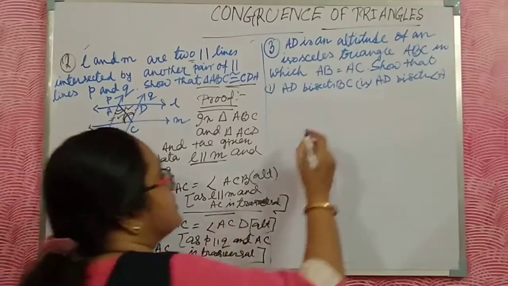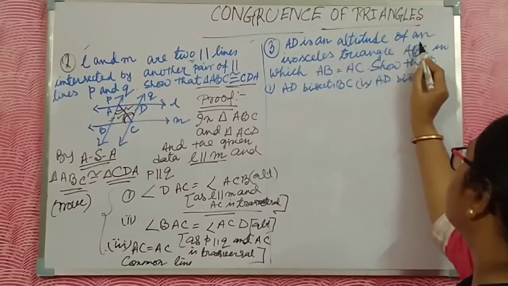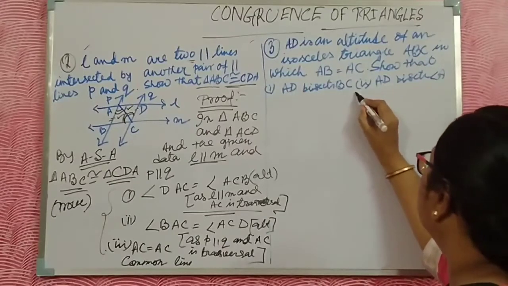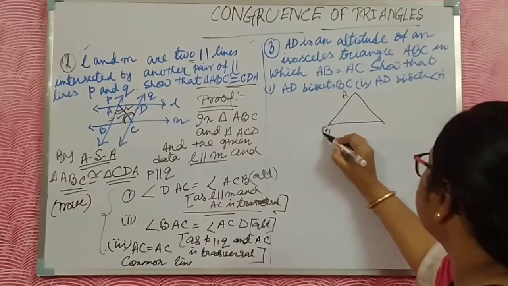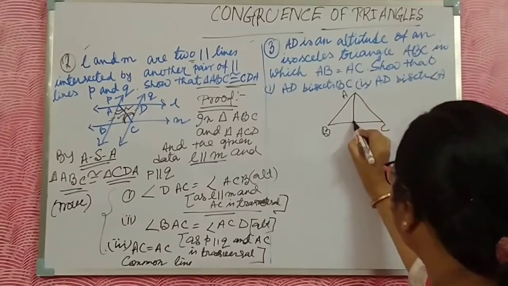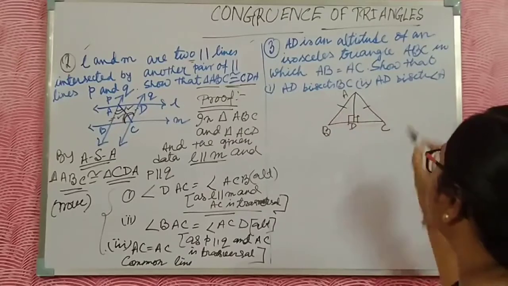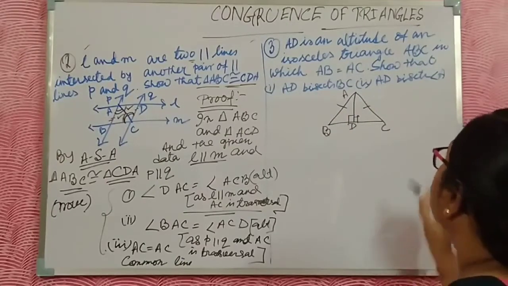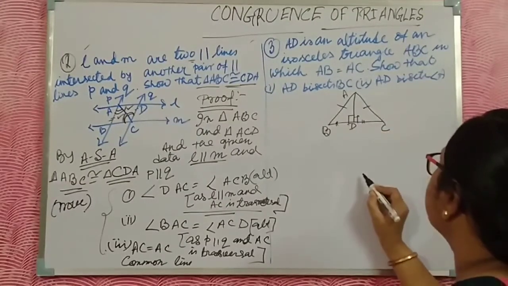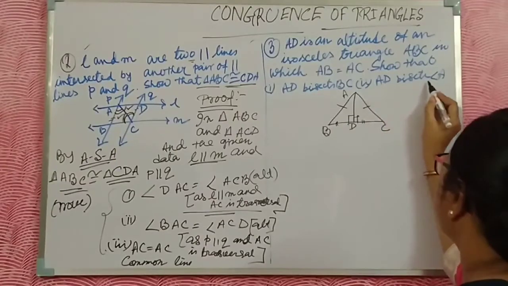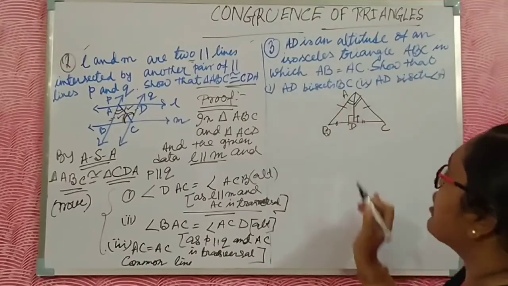Okay. Now we're going to this sum. The sum is this: AD is an altitude of an isosceles triangle. I just draw an isosceles triangle ABC and AD is an altitude, that means this is 90 degrees, and AB is equal to AC also. So that AD bisects BC, that means this side and this side are equal, and second, AD bisects angle A also. This angle and this angle are equal. This is the meaning of the question.